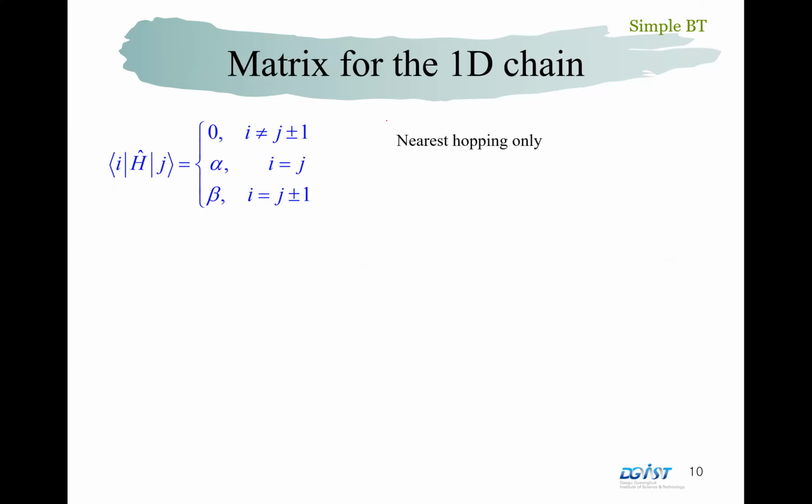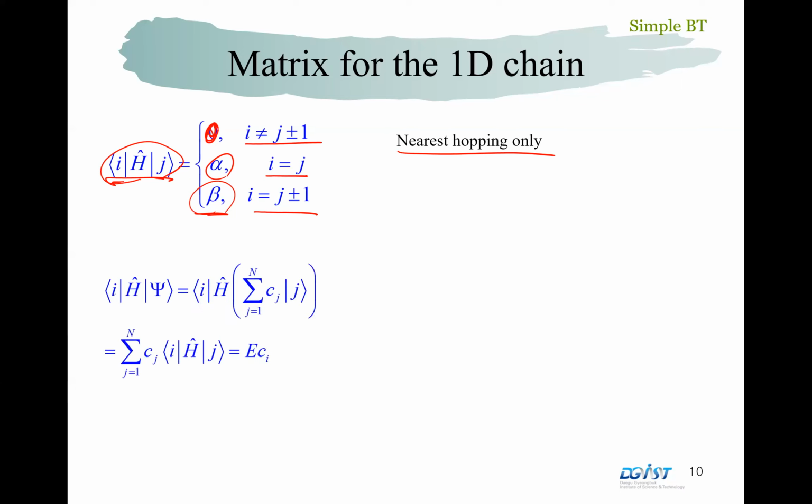So let's assume the nearest-neighbor hopping, which means let's consider only the nearest interaction. So if i and j differ by only 1, let's say this is beta. This inner product is general. This makes some scalar number, so if i and j are the same, let's say this is alpha. And if i is different from j by more than 1, we ignore the interaction. So let's say 0.